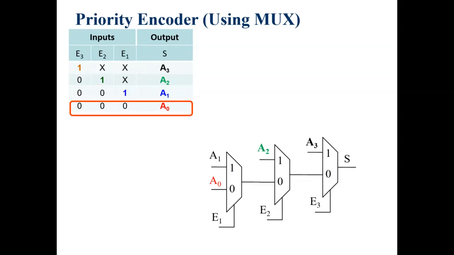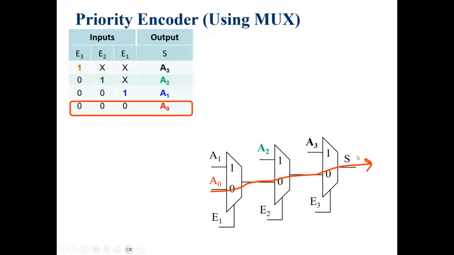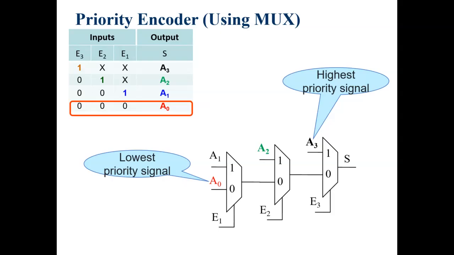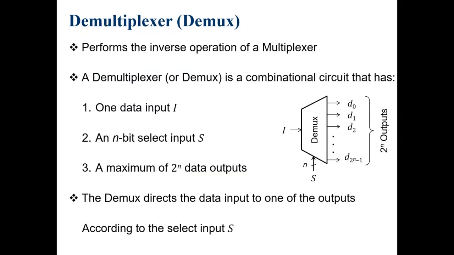Got it or not? And if all of them are 0, 0, 0, then A0 will pass here and then it will be here. Any question? Clear or not clear? Clear. Very good. So who has got the highest priority? The highest priority is A3, and the lowest priority is A0.